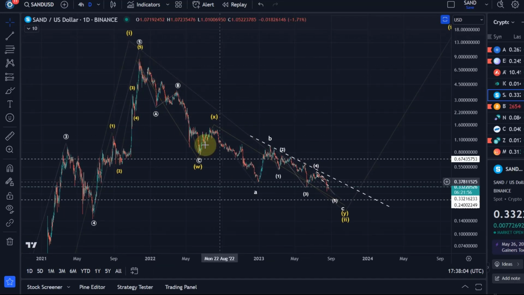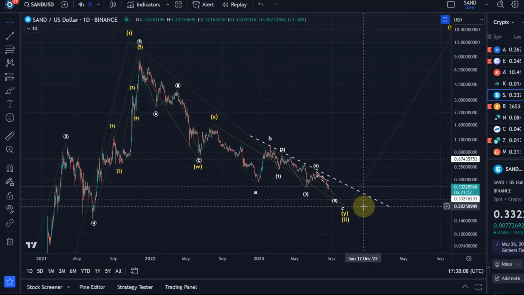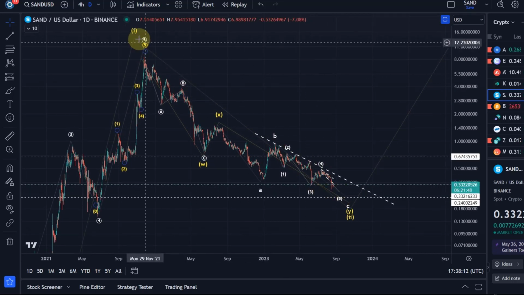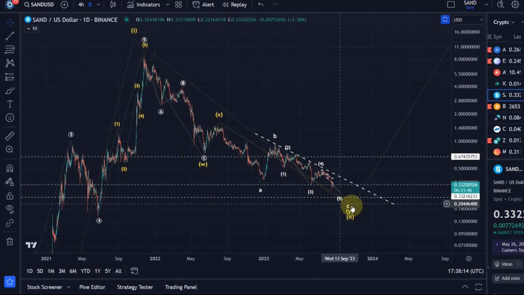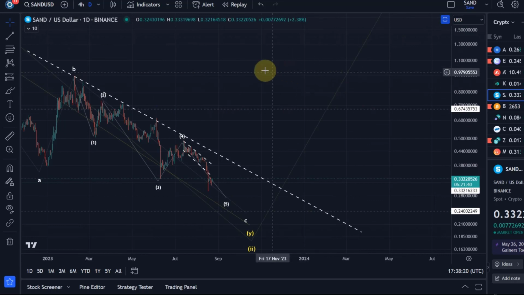I'm counting the move down from the November 21 high as a WXY correction. So there is still a bit of room to the downside, but we have a WXY structure. In the Y wave we have an ABC, and in the C wave, we could indeed be in this ending diagonal.